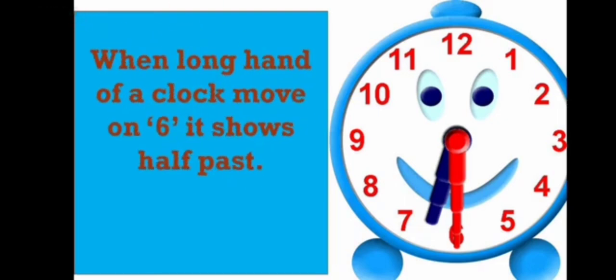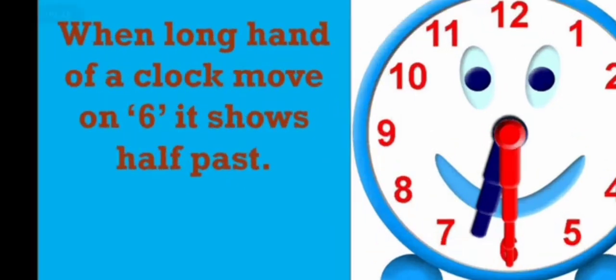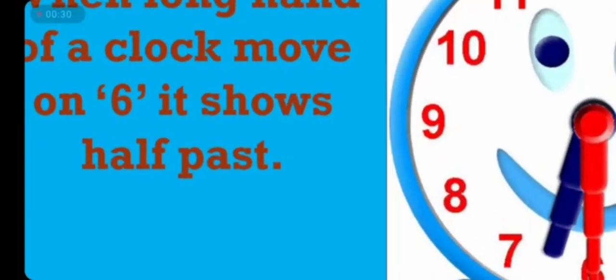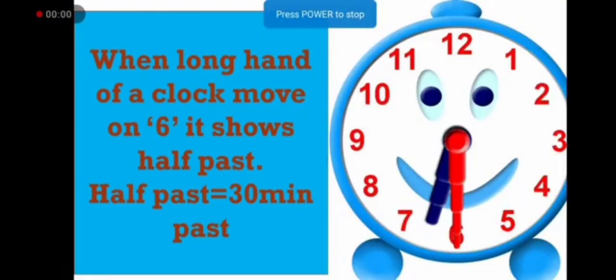Now in this clock you can see the long hand, or the minute hand, is on 6 and the hour hand is in between 7 and 6. It means when the minute hand or the long hand is on 6, the time is half past. So what is the time? Half past 6. When the long hand of a clock moves on 6, it shows half past time.